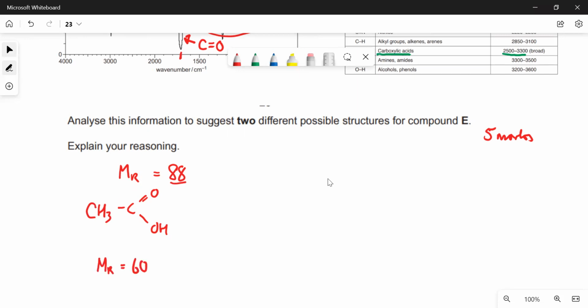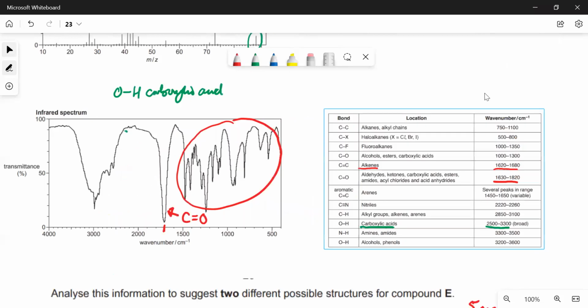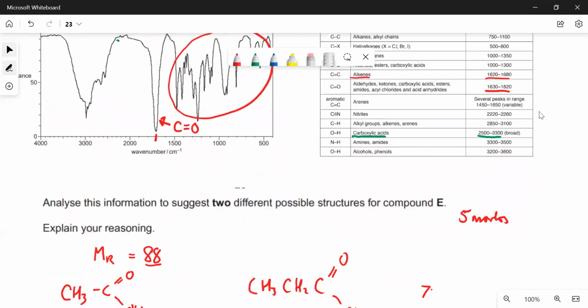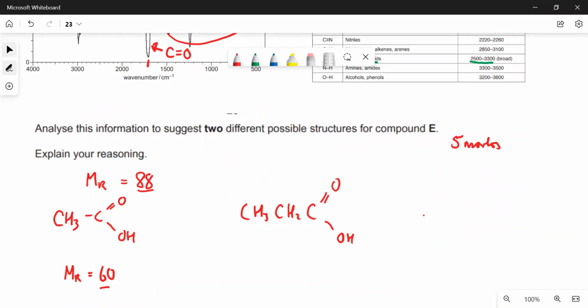If we stick another CH2 in there, making it propanoic acid, that adds 14 to 60, which gives 72. It's still not enough. If we have butanoic acid, that is 88. So butanoic acid has an Mr of 88.